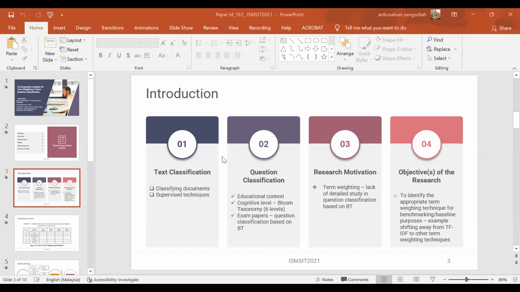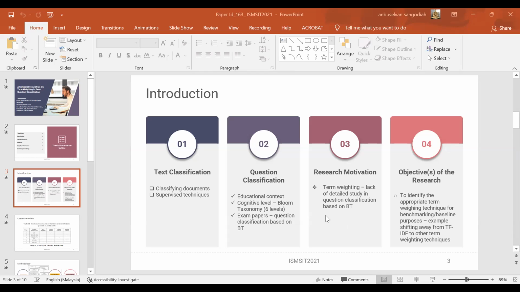Okay, so what is the research motivation here? Since 2010, people have done a lot of studies around question classification based on Bloom's taxonomy. But so far, I would say there is no research paper that puts together all the term weightings in just one experiment. A detailed study is not there. So it's lacking. So that is the research motivation, term weighting.